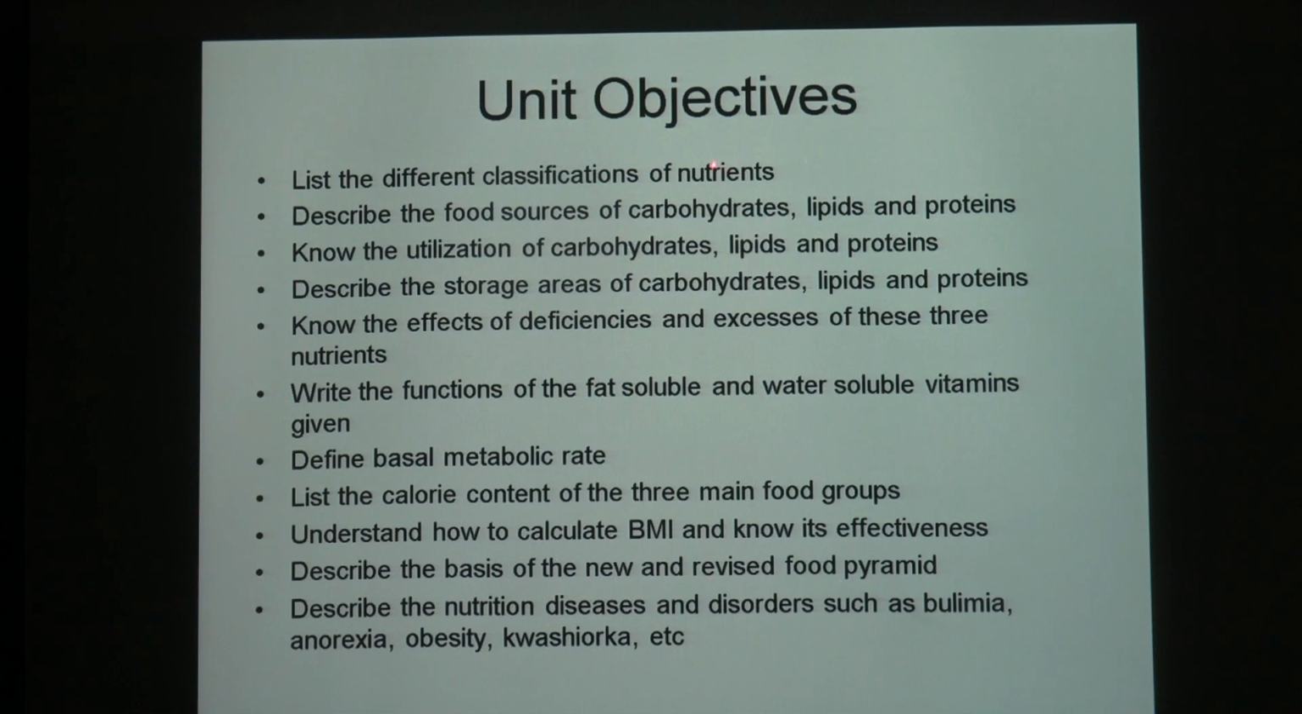So we're just going to look at the classifications of nutrients. We'll talk about the food sources and the macromolecules associated with our food sources: carbohydrates, lipids, and proteins. You'll need to know that for the exam, definitely. Basic utilizations of carbohydrates, lipids, and proteins. We'll talk about the storage areas, the deficiencies, as well as fat-soluble and water-soluble vitamins.